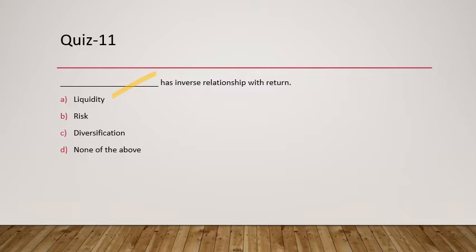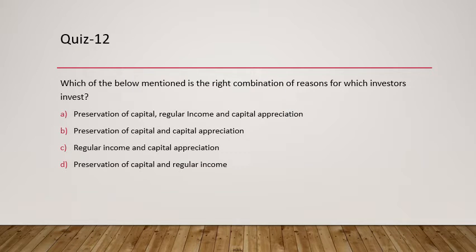This takes us to the next question, question number 12. Which of the following mentioned is the right combination of reasons for which investors invest? As an investor, I would invest for preservation of capital, regular income, and capital appreciation. So the answer becomes this one. Quiz 12, A is the answer. Other options are also not irrelevant, but we will need all these three options basically for the purpose. So the answer would be A.